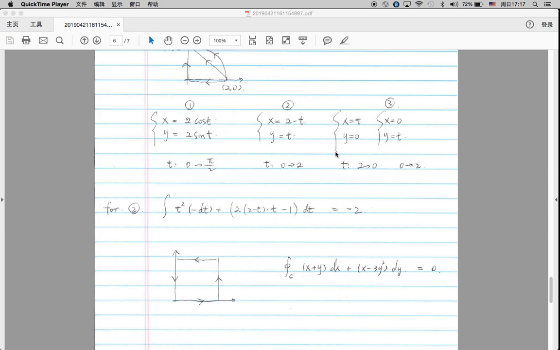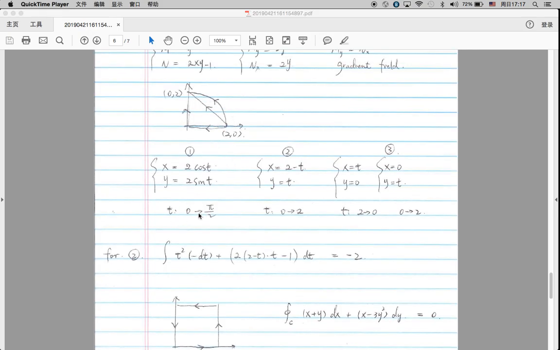So we have three paths here, and the value of t is also different. For the circle, we have t moving from 90 degrees, and for the straight line, we set y equal to t, so t goes from 0 to 2. And if we are moving along the axes, then we have two portions. First, for x, we have the value decrease from 2 to 0, and for y, the value increases from 0 to 2.